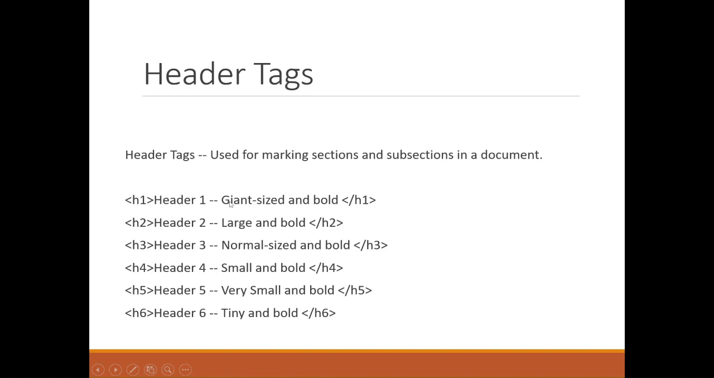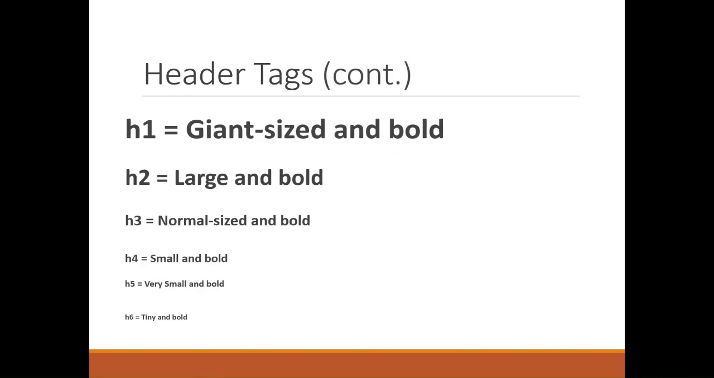So the H1 tag would generally be giant sized and bold content. H2 will be large and bold, which will be lesser in size compared to the giant sized, and so on. In the last, we come to tiny and bold in H6. So this is how the output would look comparatively. H1 would be in this size, H2 in this, and so on until H6.